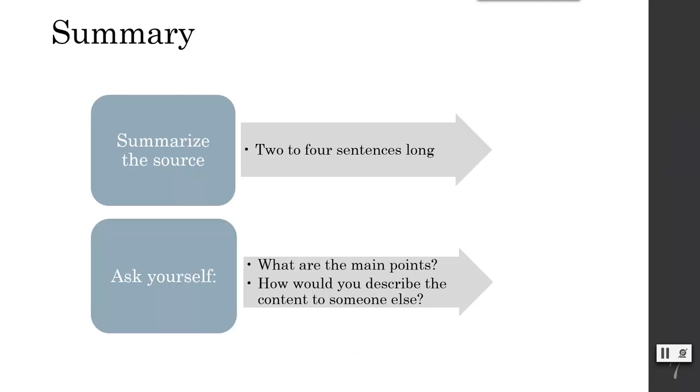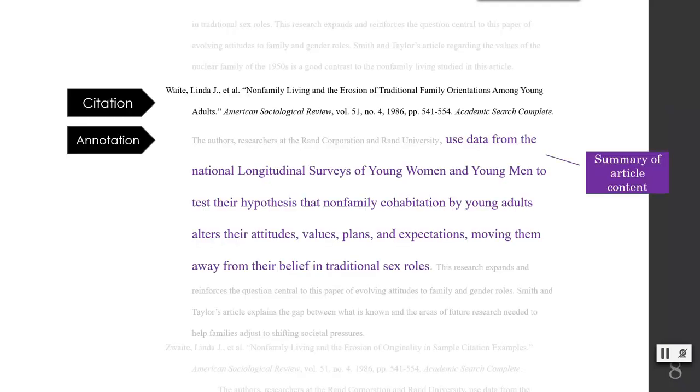The summary part of the annotation would be 2 to 4 sentences long. It's probably the bigger part of the annotation. Ask yourself, what are the main points? And how would you describe the content to someone else? That's probably a really good way to go about summarizing the content.